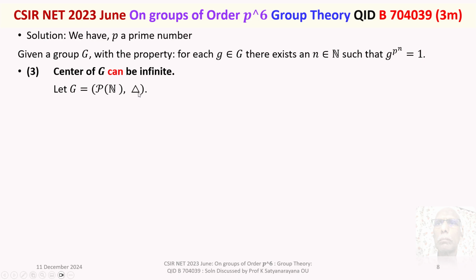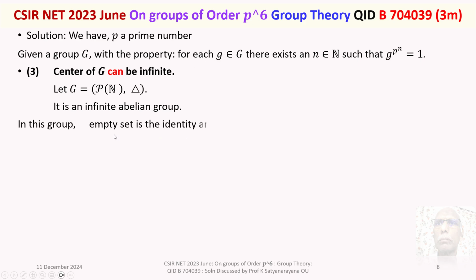How is the symmetric difference defined? For A, B belonging to the power set of S, A delta B is equal to A union B minus A intersection B. Under this symmetric difference delta, it forms an infinite abelian group. And what is its identity? The empty set is the identity, and every subset of the power set of N is its own inverse. Those are the properties of the power set of N under the symmetric difference delta.